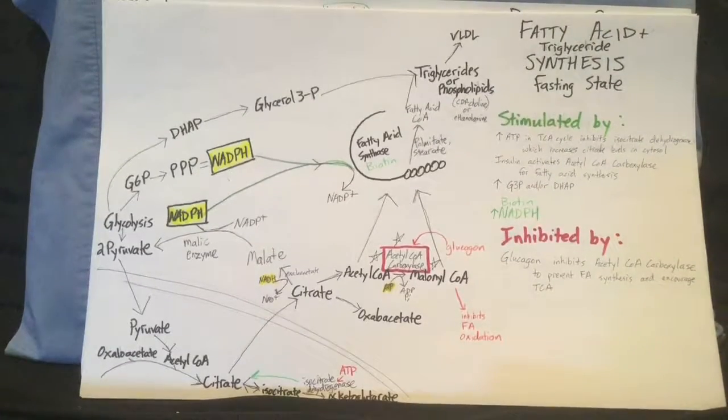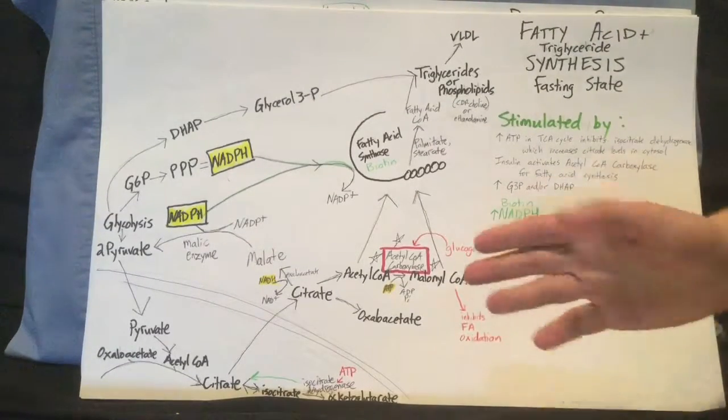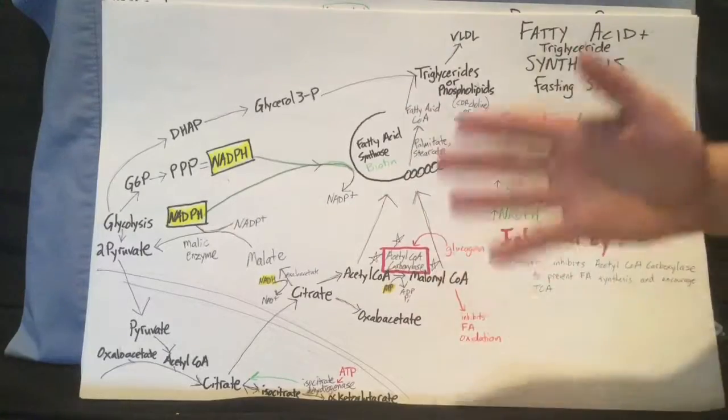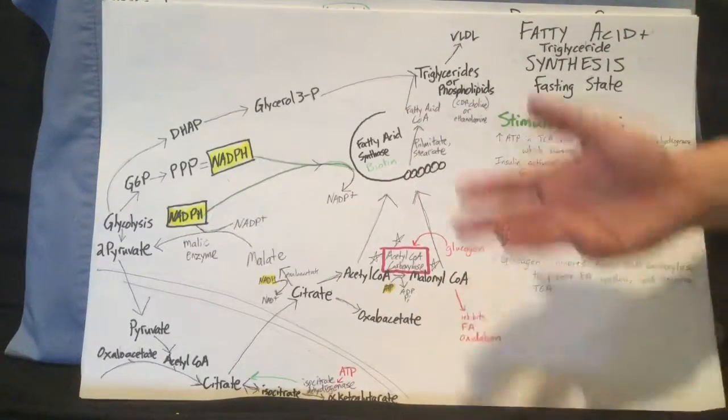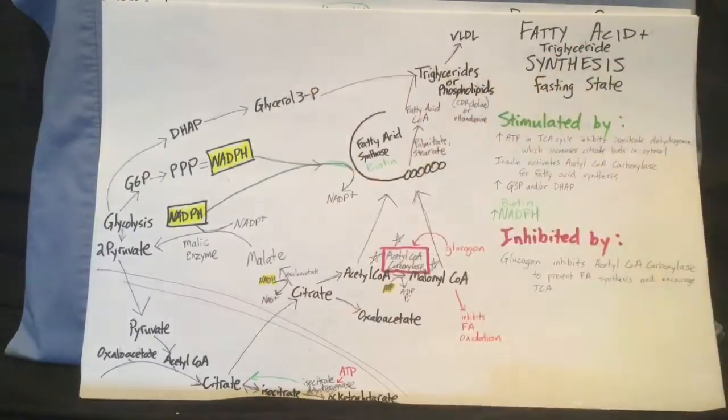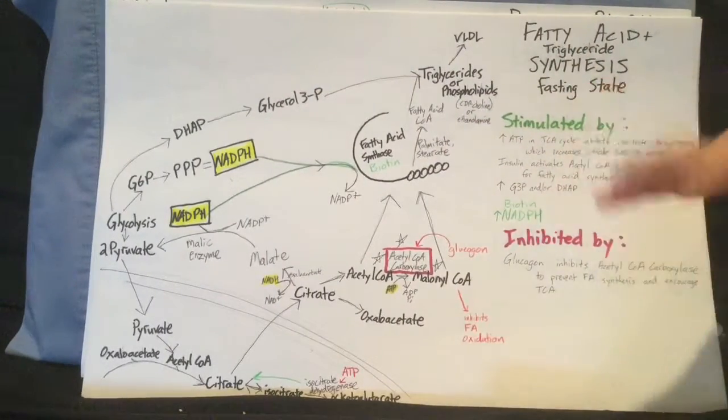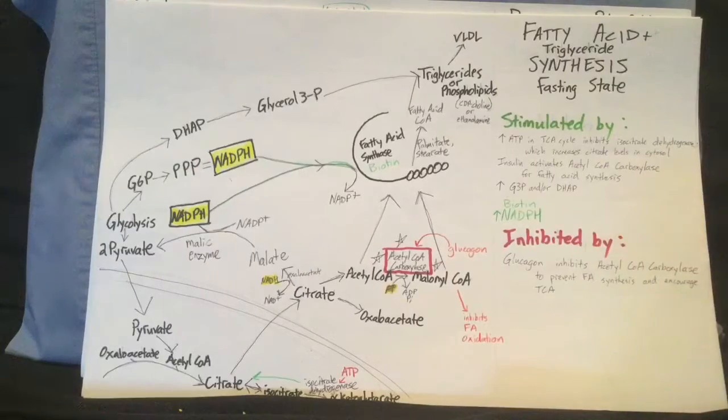Okay, fatty acid and triglyceride synthesis. Now, this is not really going to be happening in the fasting state because the whole point is, hey, we've got too much energy. We need to store it for later. So if you're in the fasting state, you're not going to have too much energy. You're going to be wanting to use your stored energy, not making more of it. So it doesn't really happen in the fasting state, but we'll talk about it, and we'll talk about in the fasting state what will inhibit this from happening so that we can use the stored energy instead of making it.